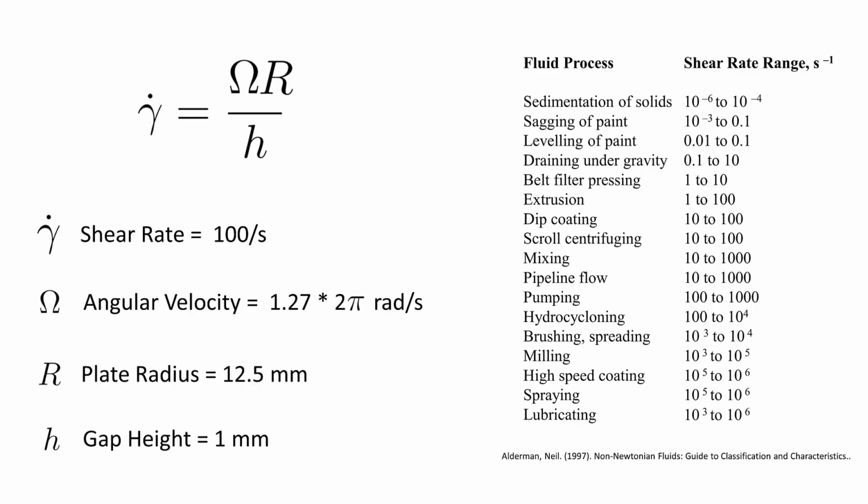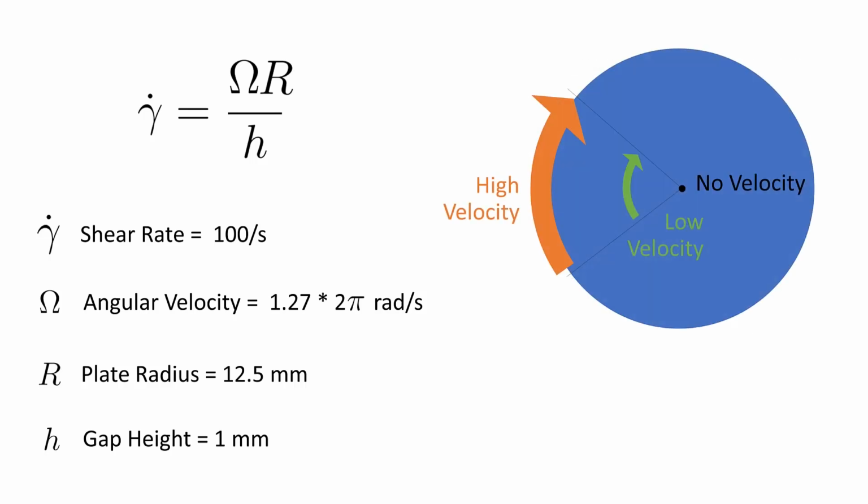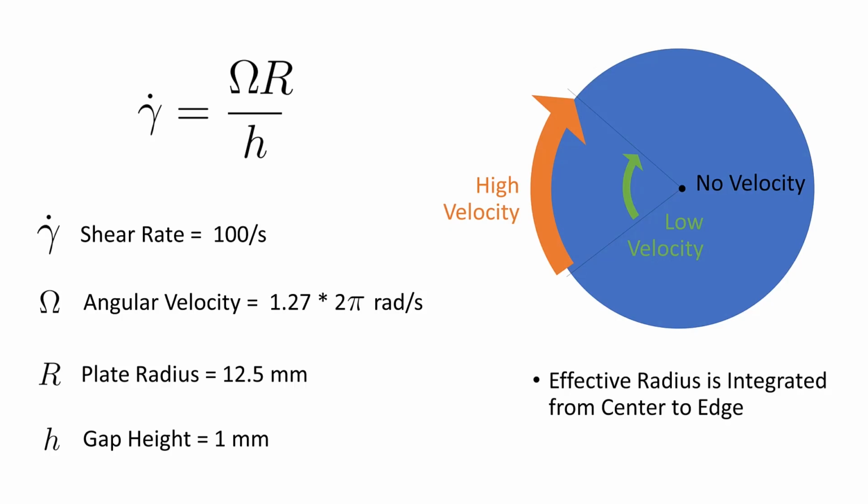To achieve a shear rate of 100 per second at a plate gap of 1mm, we will select a velocity of 100 mm per second at the edge of the plate. This requires 1.27 rotations per second. The shear rate throughout the plate will be lower than this value due to reduced effective radius, and this is accounted for when we calculate viscosity.